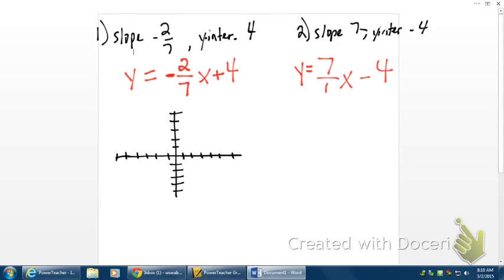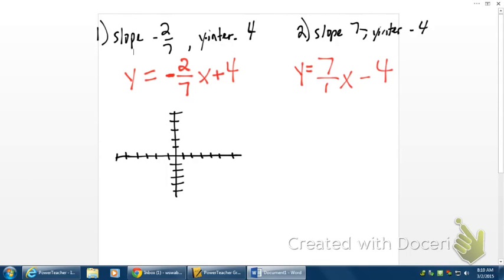Okay, so for number 1, the first thing that you should always do when graphing an equation that's in slope-intercept form is what? Any suggestions? Do we start with the slope? Do we start with an x? Start with a y? What's the first thing we plot? What's the first thing we do? Perfect. Y-intercept.